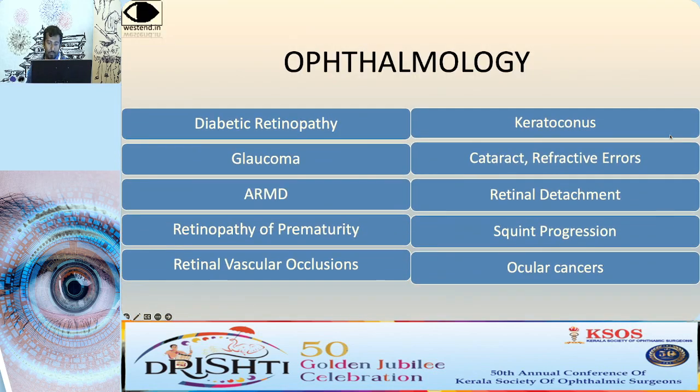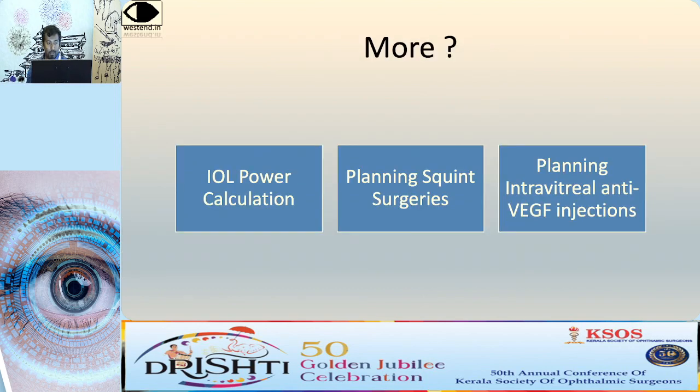Ophthalmology, these are the main diseases where AI is being used. I'm not going to go into detail right now, but there are a lot of diseases. Main is diabetic retinopathy and glaucoma. And not only the diseases, you can use AI for IOL power calculation. So there are some formulas, the Ladas formula, the Hill-RBF formula.